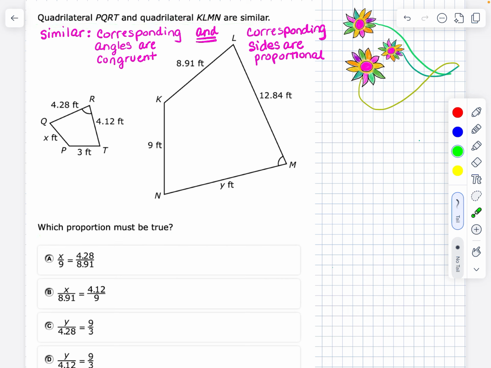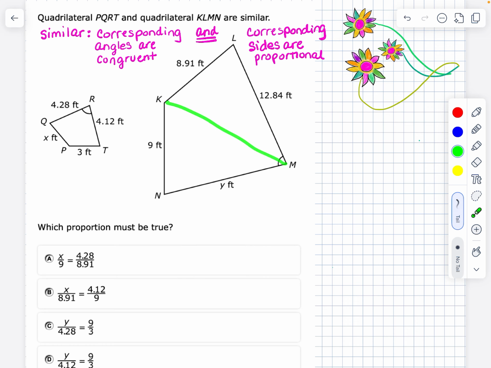If you look at all the answers, these are just setting up proportions. You're not solving anything, okay? Now, we have to define this word right here, similar. Similar means that the corresponding angles are congruent. Okay, corresponding angles just means the angles that match each other in the shape. So these are both the same shape.